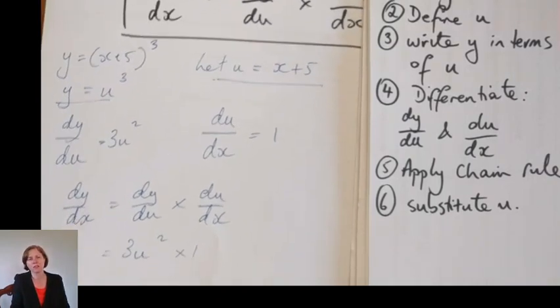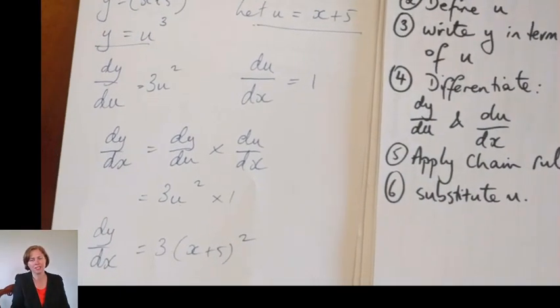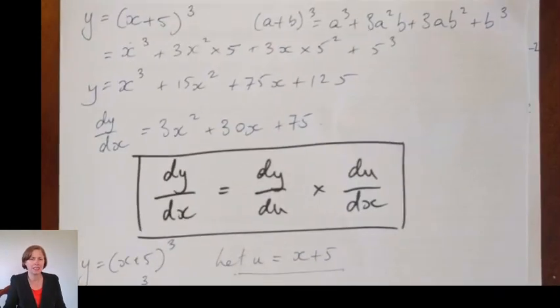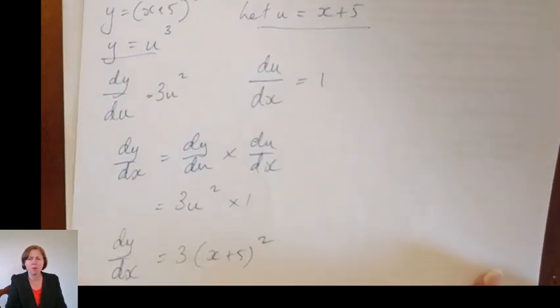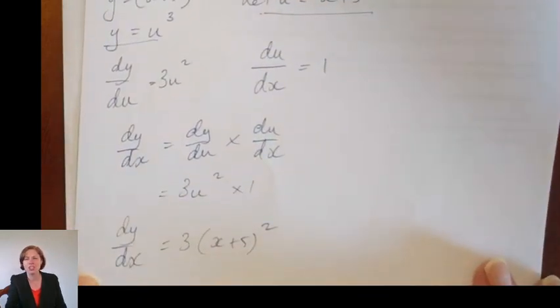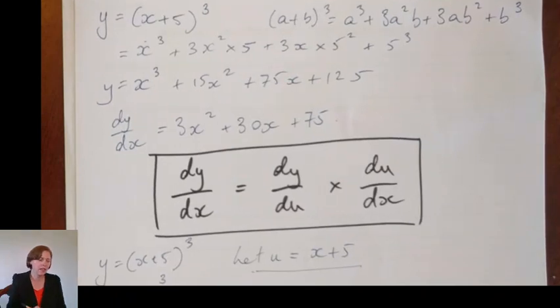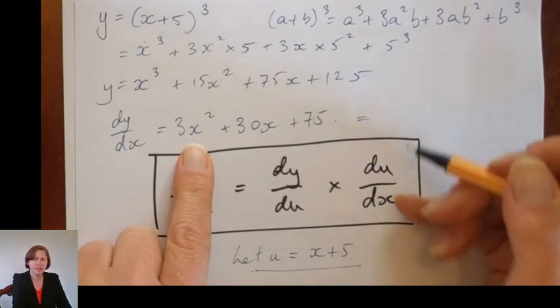So I've now differentiated this twice. I've done it once by expanding and then differentiating, and I've done it another time with the chain rule. Probably in this example, it looks like the expansion method was the quickest way. Either way is correct. There's no right or wrong way to do this as long as you get the right answer.